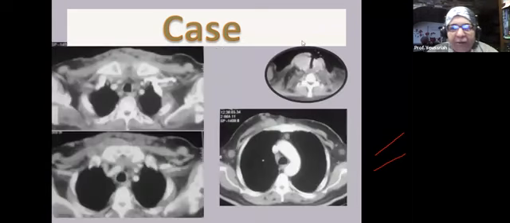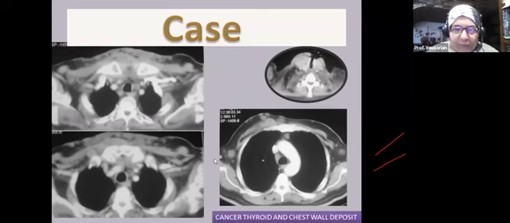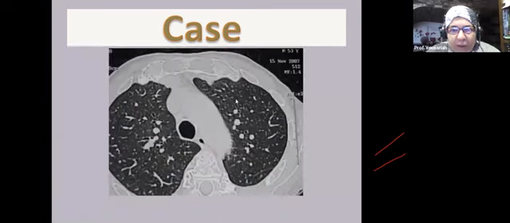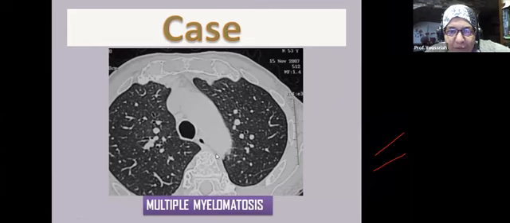Here, this is a case of thyroid cancer, as you can see at the top and on the right, tracheostomy. And this thyroid cancer has metastasized to the chest wall, causing thickening of the skin and nodularities in the subcutaneous fat, and even affecting the axilla. You can see expansile lesions of the sternum and punched out lesions of the vertebra behind. And this is a case of multiple myeloma.